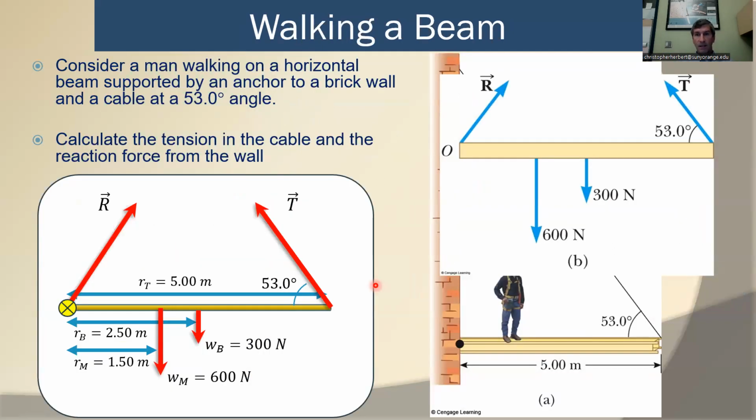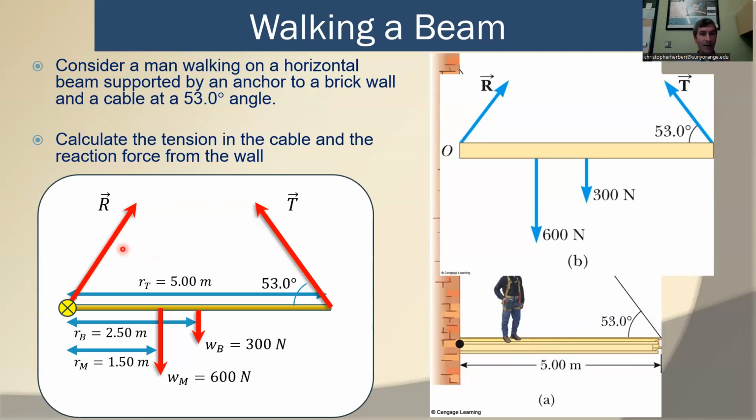All right, let's take a look at another problem. I have multiple images that have been moved around, but I have a man walking out on a beam. The beam is attached to a wall, and then it's also suspended by a cable, which creates tension at 53 degrees. So, because my original diagram isn't all that great, I'm going to jump right to my free body diagram.